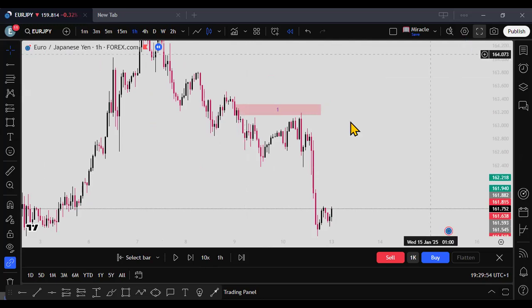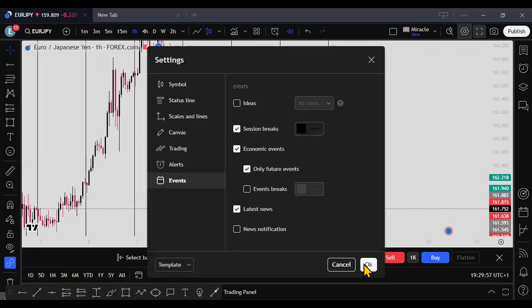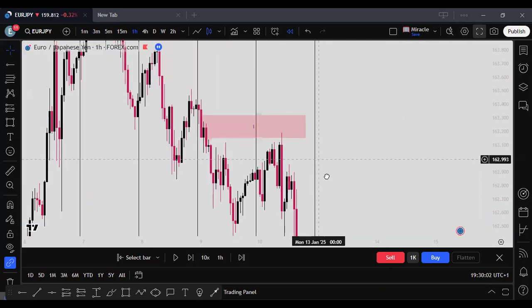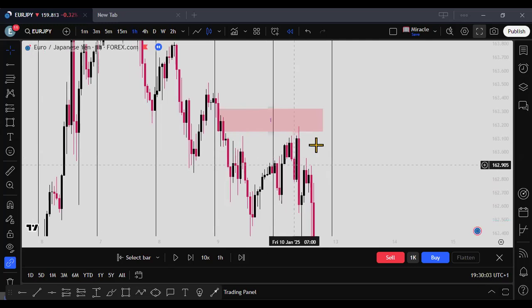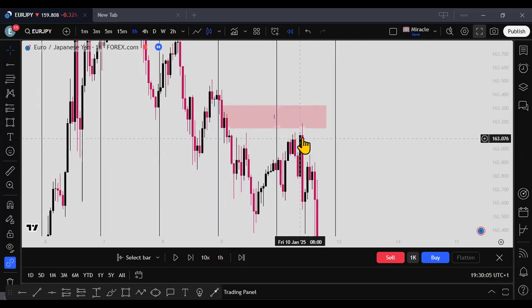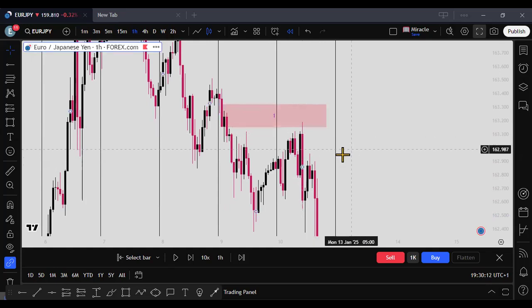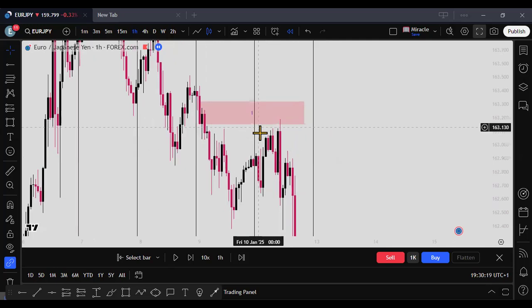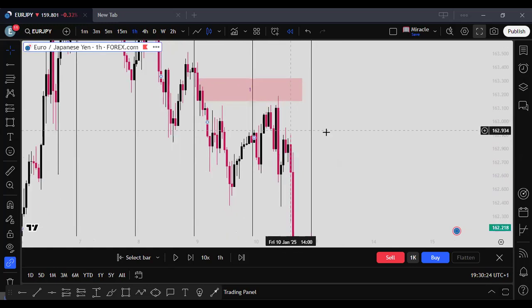Personally, I add my daily divider and my session break to help me understand what I'm doing and the right time to get my entries. All right. This entry was triggered at 9 a.m. This is during the London session. And this area of liquidity was printed in the previous day. So I use two confluences. I can use the area of liquidity that has been printed by the previous day to get my entry and others.